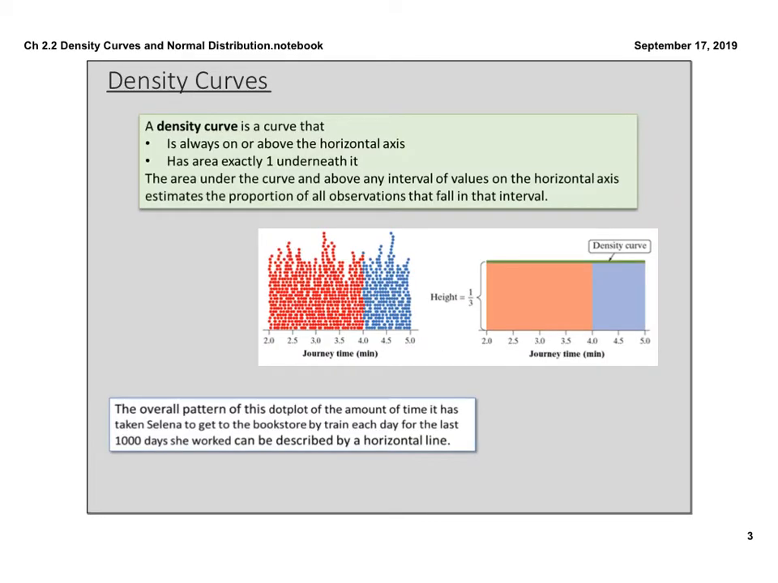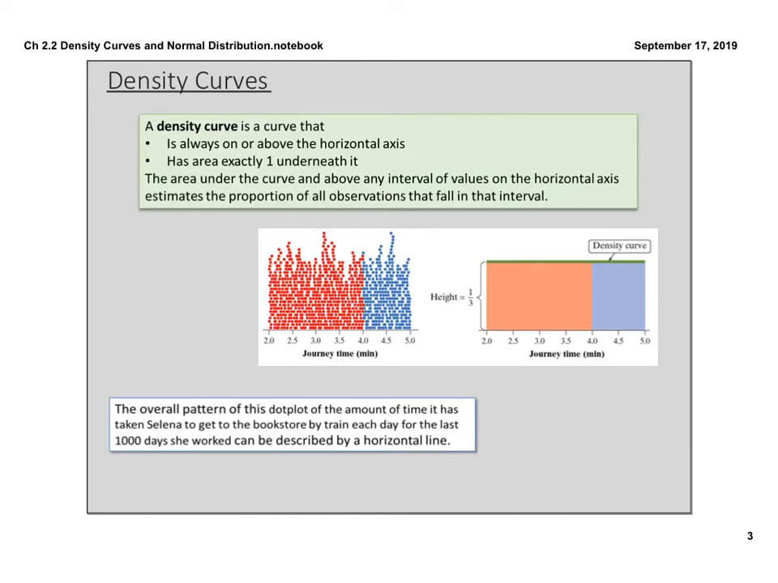A density curve is a curve that is on or above the horizontal axis. You're usually living in quadrant 1 here. It's very rare that we have negative values in our data. That doesn't mean it's impossible, but it's rare. You're certainly not going to have negative frequency or negative relative frequency. So you're always going to be in either quadrant 1 or 2. Most of the time it's just quadrant 1.